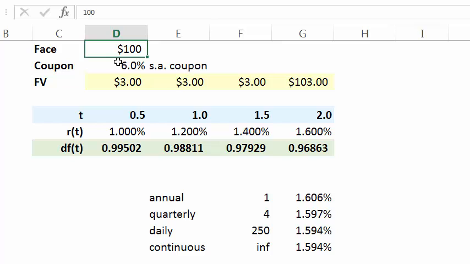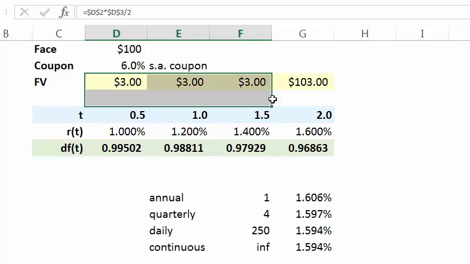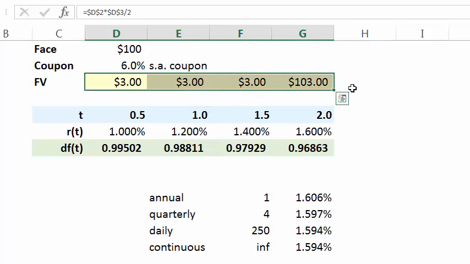If we take a $100 face value bond that pays a 6% semi-annual coupon, and I'm just going to assume this bond matures in 2 years, then we've got $3 coupons every 6 months until maturity at 2 years. That's the $3 coupon plus the face value, also called the par or principal. So this is the future stream of cash flows.